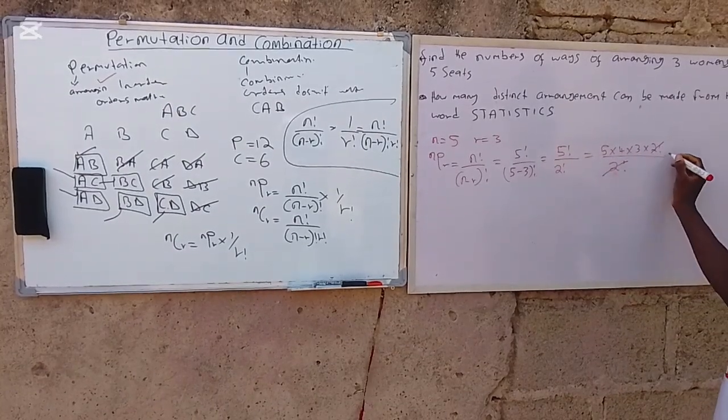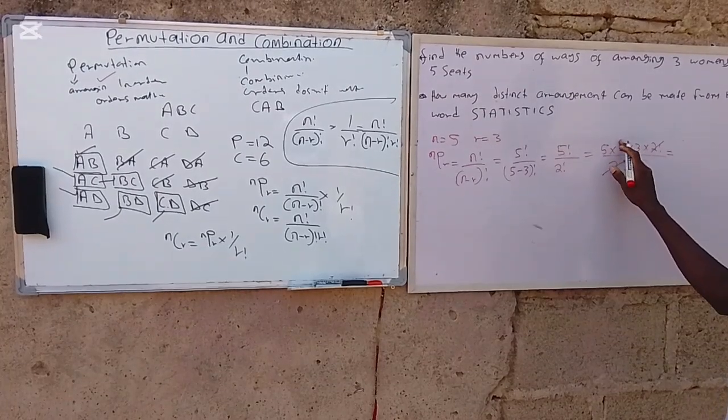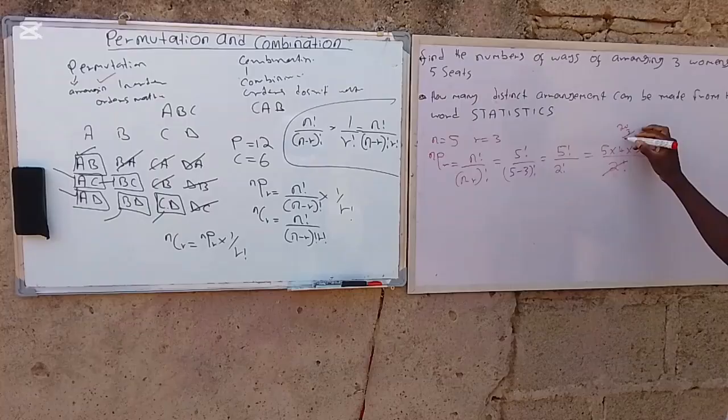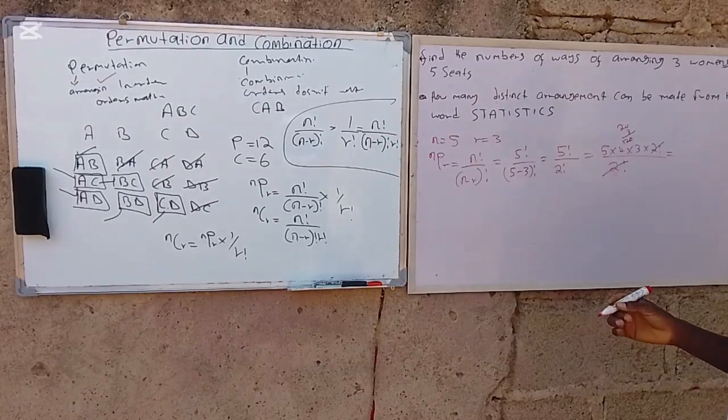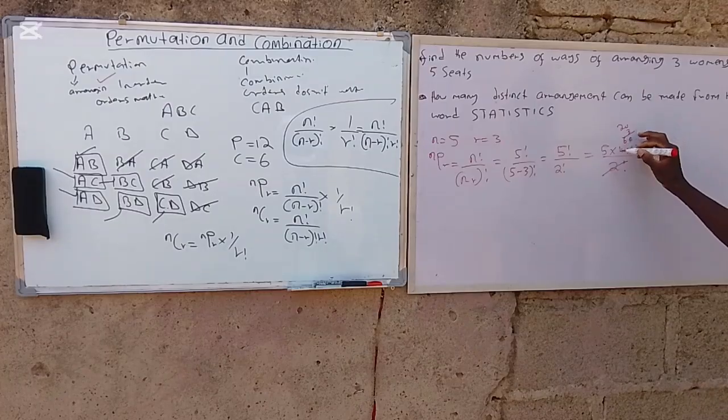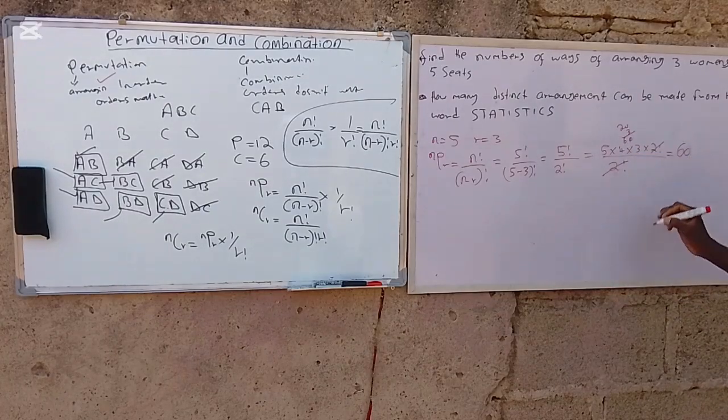This will cancel this. This should now be 5 multiplied by 4, which is 20. 20 multiplied by 3. This should now be 3 times 2, which is 6. So this is now equal to 60.